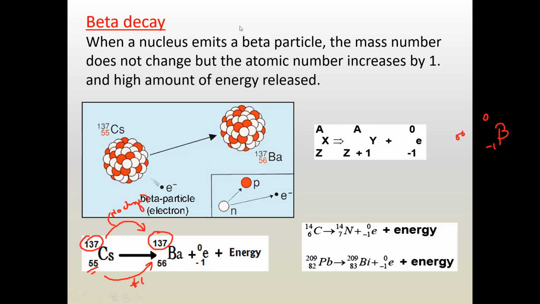Another example, as you can see, carbon with 6 and 12, which is radioactive. What happens to the nucleon number? There is no change. And what happens to the proton number? It increases by 1. Same way for lead, the nucleon number does not change when it emits beta. But what happens to the proton number? It increases by 1. So in all cases, the proton number in a beta emission increases by 1.